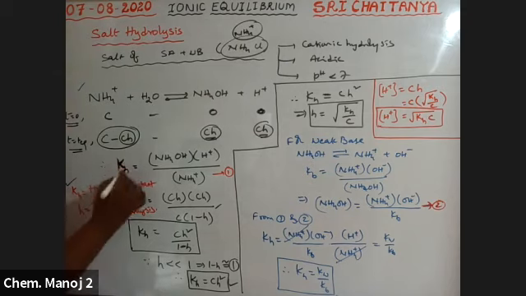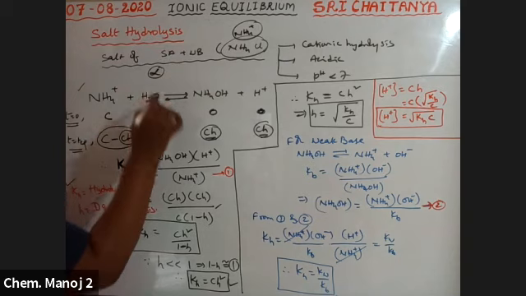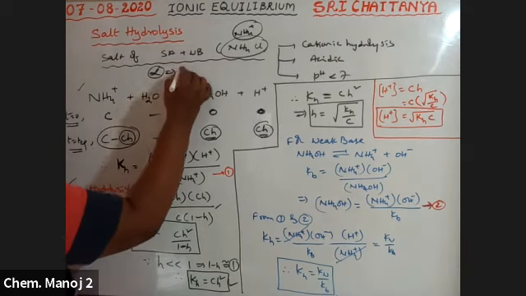What is this h? h is the degree of hydrolysis, just like our alpha. What was alpha in our previous case? It is the degree of dissociation.